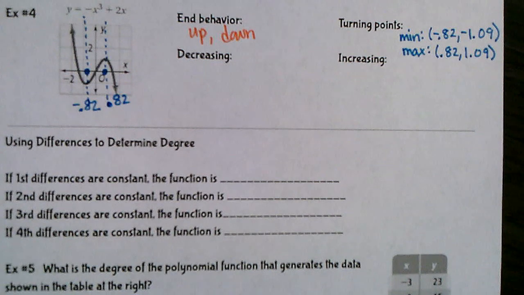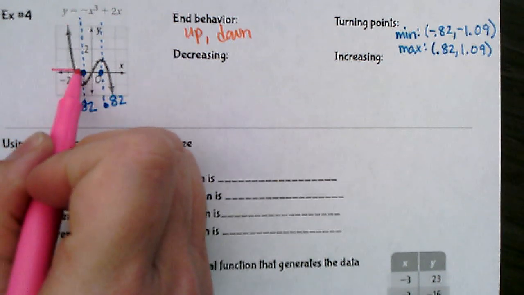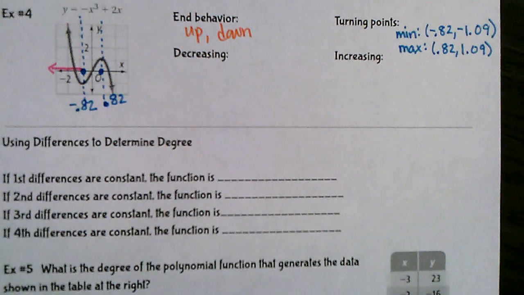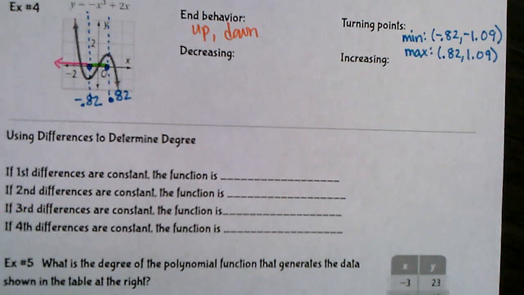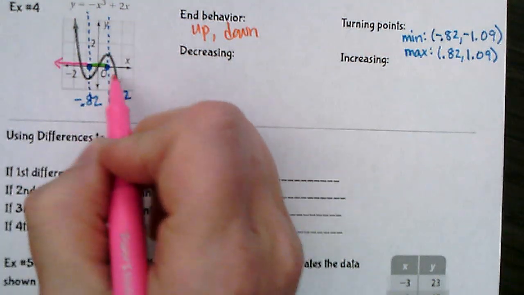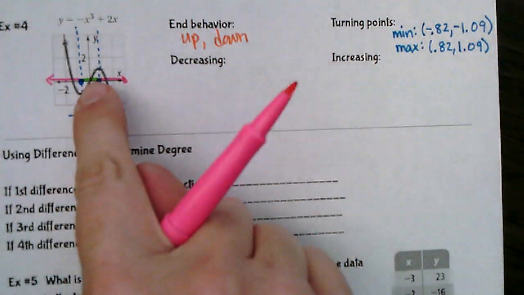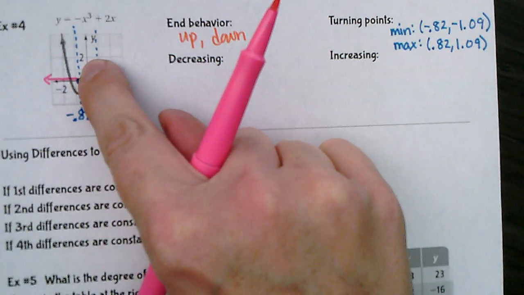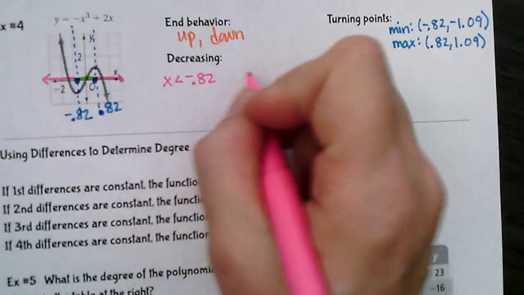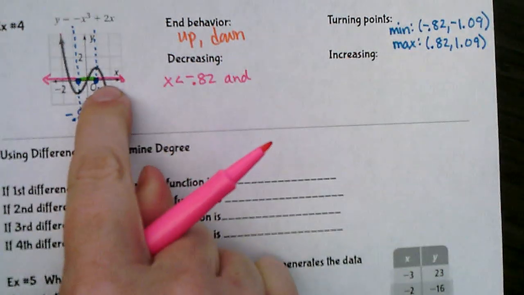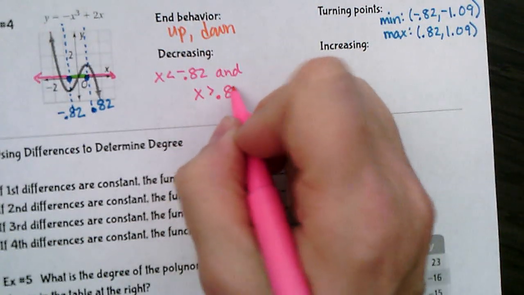So in terms of what our graph is doing, we start out going downhill, so we are decreasing. And then we're going uphill, so we are increasing. And then we are going downhill again, so decreasing. For our decreasing, we have two intervals. All the x values smaller than negative 0.82, so x smaller than negative 0.82. And then again, all of the x values that are bigger than positive 0.82, so x is greater than 0.82.